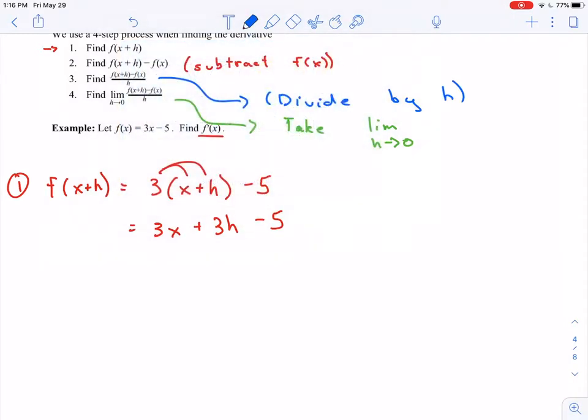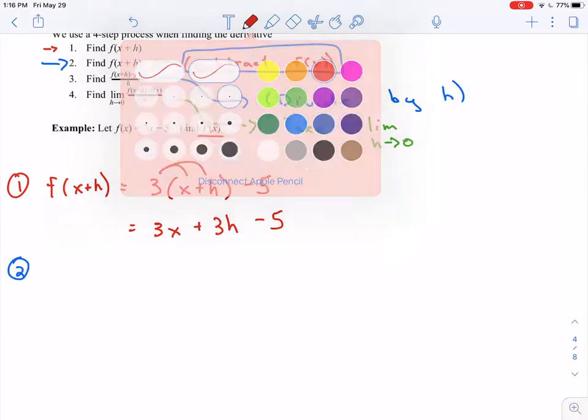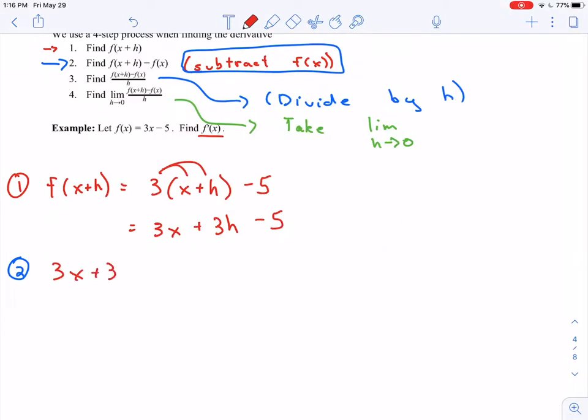Step 2, we want to subtract f of x. This is really what we want to be able to do here. So in step 2, I'm going to take what I found in step 1, which was 3x plus 3h plus 5. I'm going to take that, and I'm going to subtract my original function, which is 3x plus 5. So minus (3x plus 5). The parentheses right here are tremendously important because we need to take this minus sign and distribute that over the parentheses.